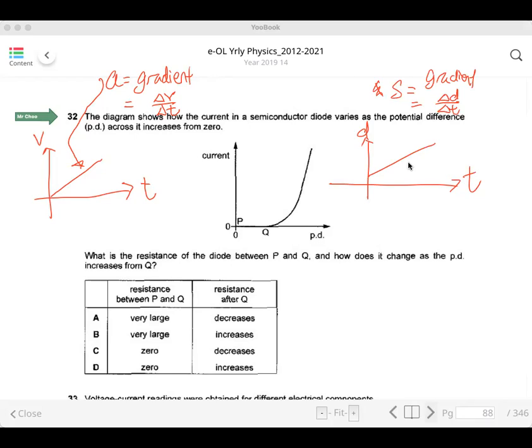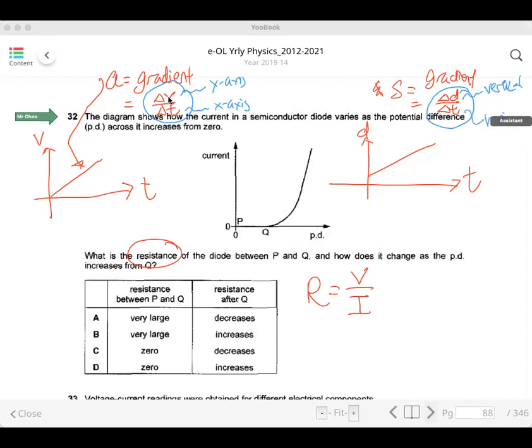Now going back to this question, you know that the formula of resistance is V over I. The clue that I want to bring to you is this. You see the formula here? The gradient, acceleration, is change of V over change of T. The top part is always the y-axis. The bottom part is the x-axis. Another way to say it: for the gradient, the top part is always the vertical axis, and the bottom part is always the horizontal axis.